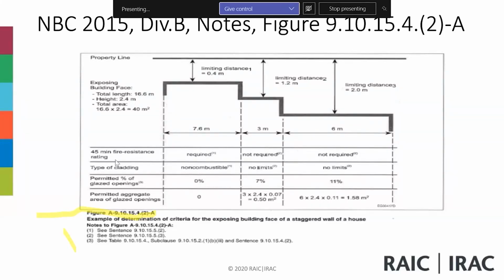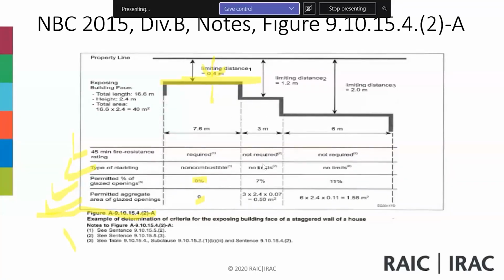Let's see, what are the other concepts? You've got the rating of the wall, the cladding, permitted glazed openings, and permitted maximum aggregate area of glazed opening. At 0.4 meter, there's a 45-minute resistance rating required for the wall here. The cladding must be non-combustible. Here, the cladding is outside. The permitted percent of glazed opening is 0%, and the aggregate is 0.